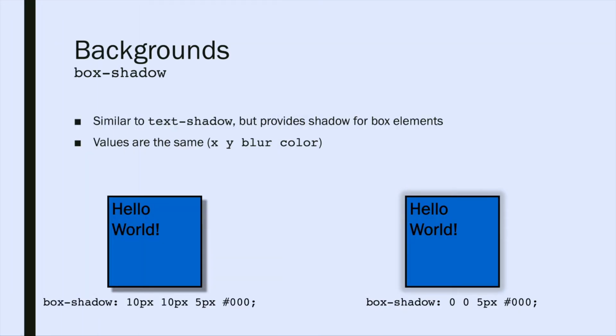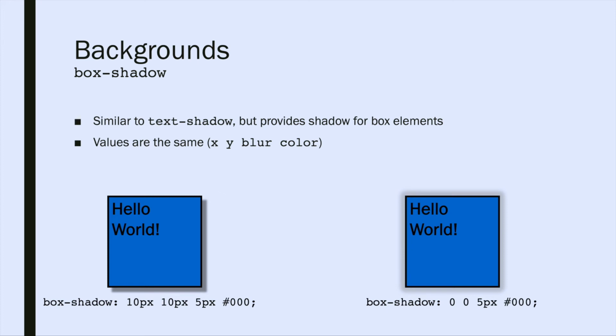Lastly, let's talk about box shadow. It's very similar to text shadow, but provides a shadow for box elements. Basically, anything that uses the box model. The values are the same using the X, Y, blur, and color values. So on the left, we have a basic example of 10 pixels, 10 pixels, 5 pixels, and the color of black to give the box a nice distance box shadow to give it a nice sort of 3D effect.